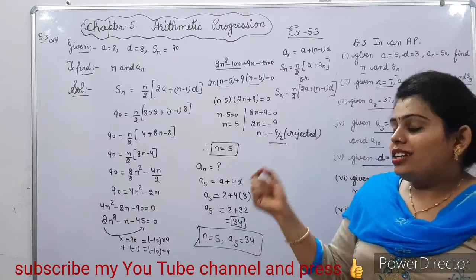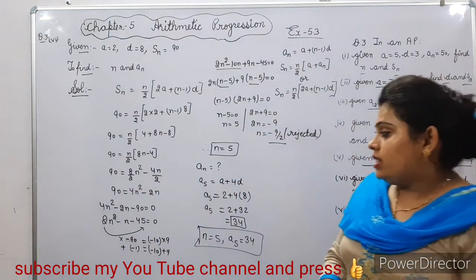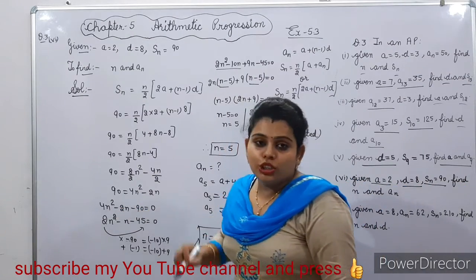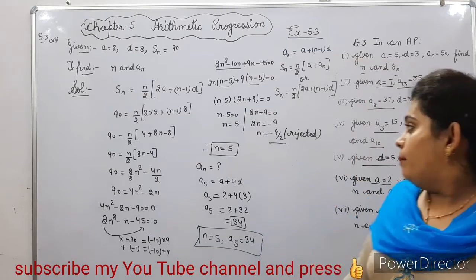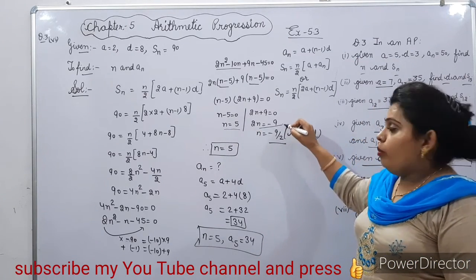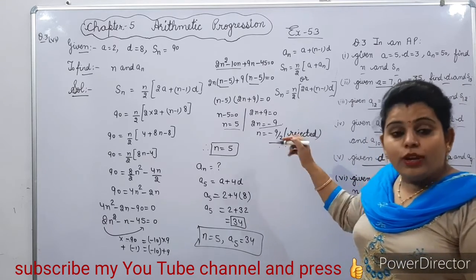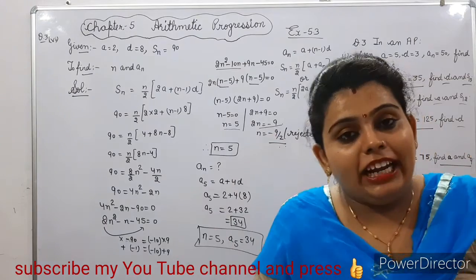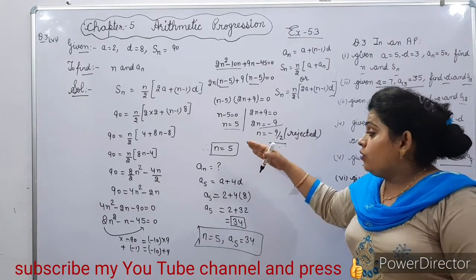Because this equation is in quadratic form, we will get two solutions from here. The number of solutions equals the degree. Here the degree is 2, so the number of solutions will be 2. But one solution is a whole number and the other is negative and a fraction. So we can reject this value because the number of terms cannot be negative or a fraction. So from here we get n is equal to 5.